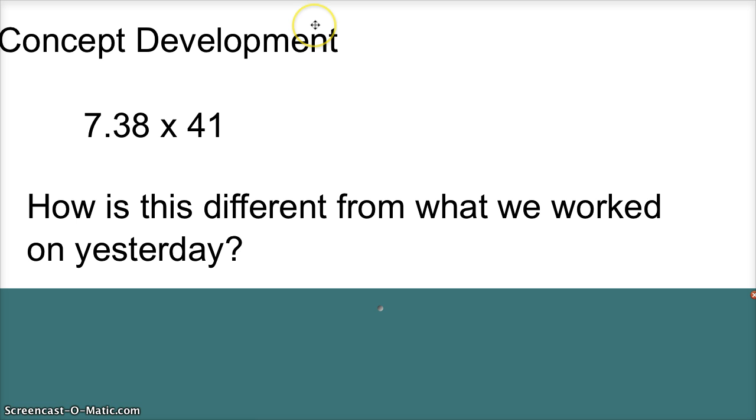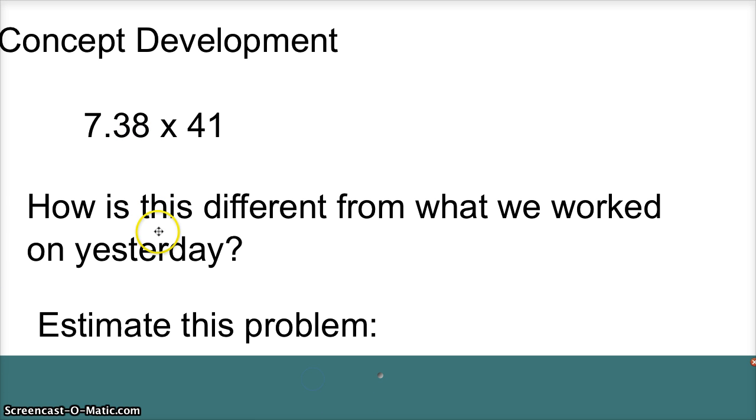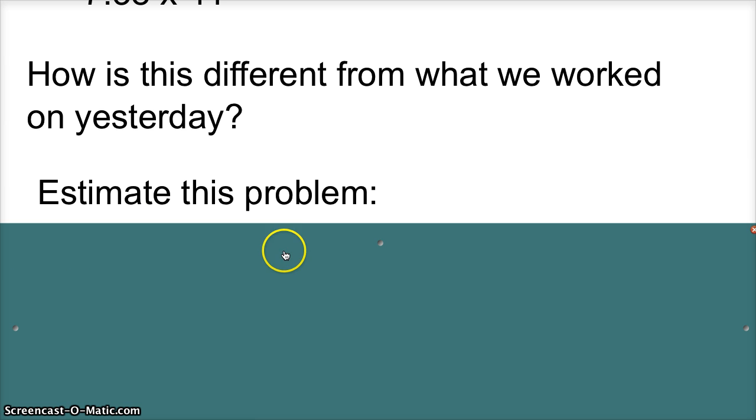So yesterday we were working with numbers that just had a tenths, and today we're working on numbers that also have a hundredths, a number in the hundredths place. So the first thing we're going to do when we are solving these problems is to estimate what we think the answer could be. That way we'll get a reasonable answer for where we can guide ourselves and see what our actual answer could be when we solve it.